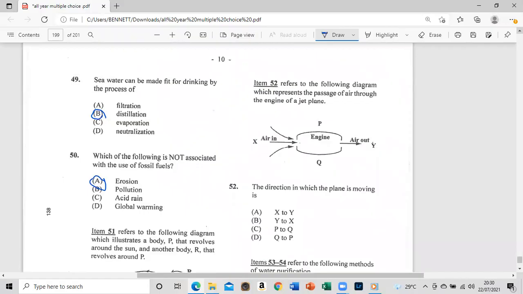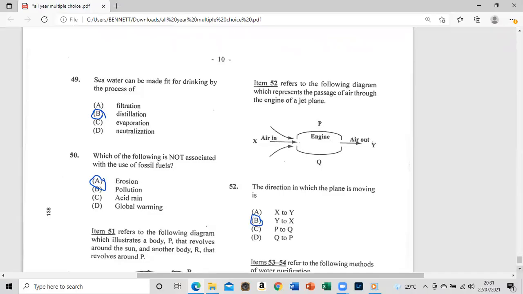All right, 52 now. Going on fine, guys. It refers to the following diagram, which represents the passage of air through the engine of a jet plane. The direction in which the plane is moving, is it X to Y, or is it Y to X? Normally the air goes this way, so the plane has a reverse direction. So it's actually Y to X. You guys would have discussed that with your teachers. If not, you can look it up for yourself.